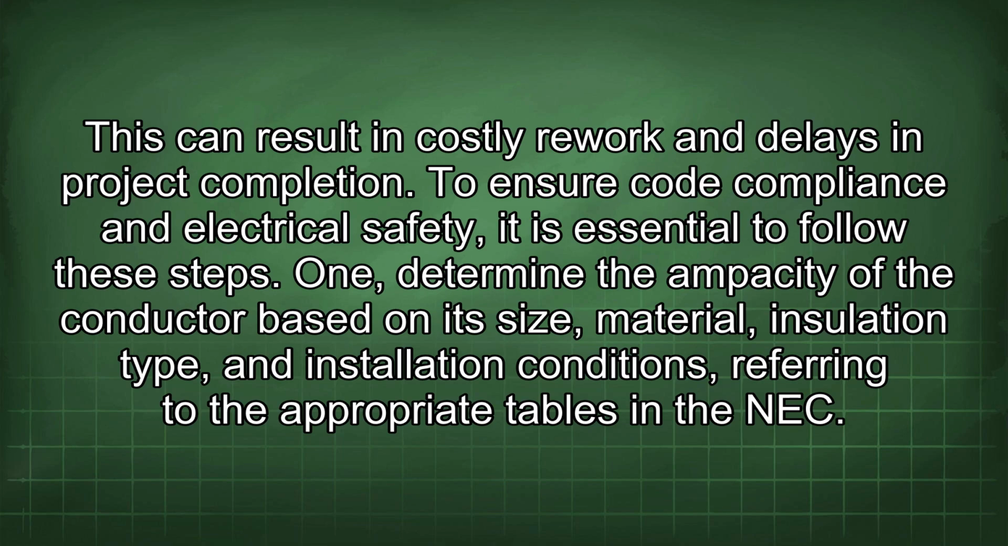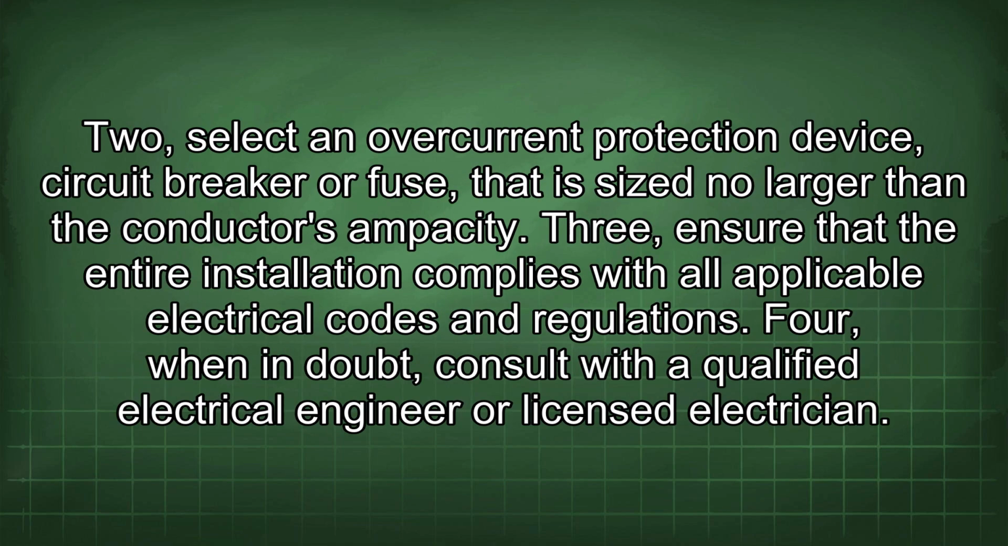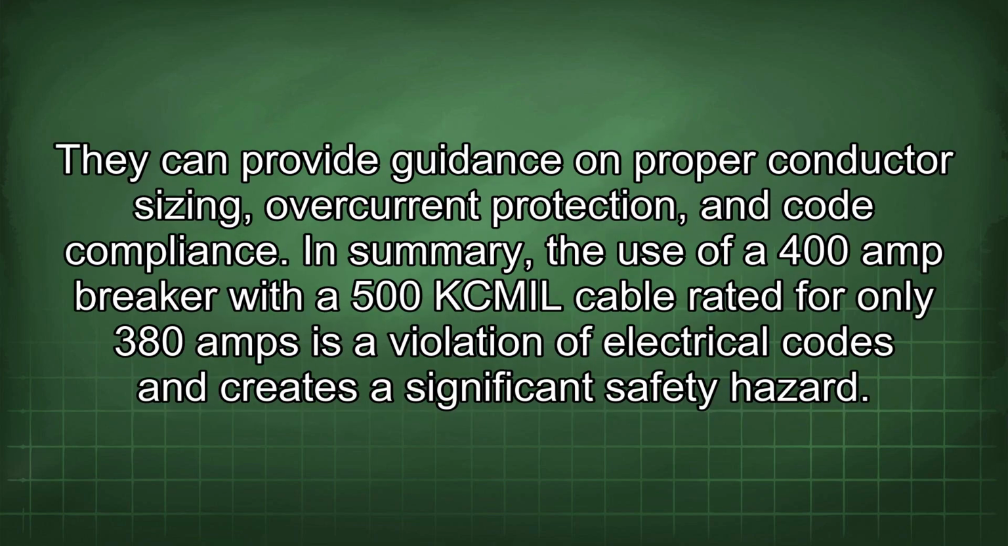1. Determine the ampacity of the conductor based on its size, material, insulation type, and installation conditions, referring to the appropriate tables in the NEC. 2. Select an overcurrent protection device, circuit breaker or fuse, that is sized no larger than the conductor's ampacity. 3. Ensure that the entire installation complies with all applicable electrical codes and regulations. 4. When in doubt, consult with a qualified electrical engineer or licensed electrician. They can provide guidance on proper conductor sizing, overcurrent protection, and code compliance.